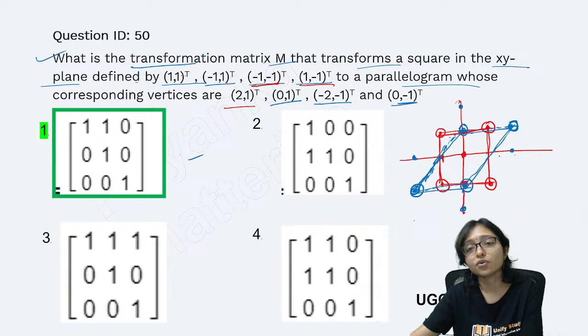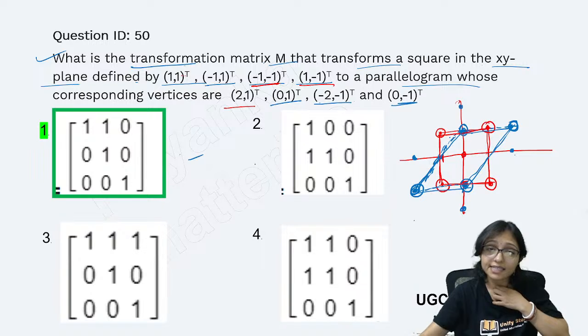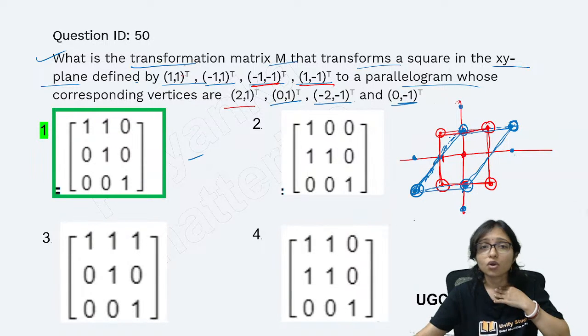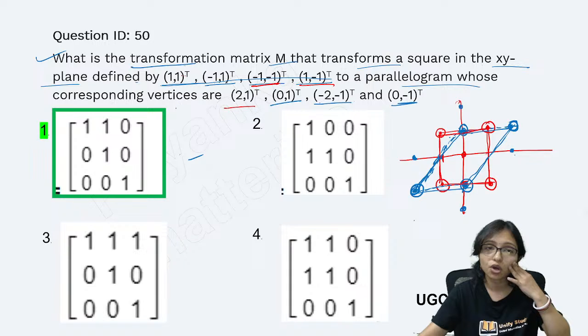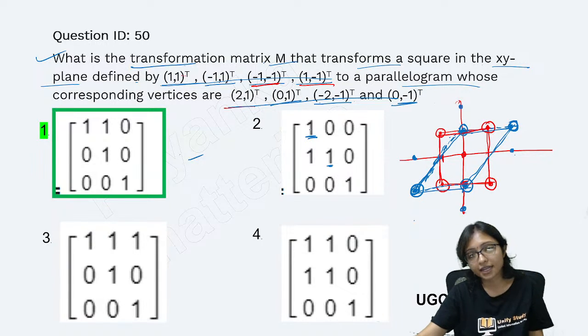So by drawing you can understand what the transformation is here, and whether only one transformation happened. What transformation matrix M, the square in the xy plane is given here as a parallelogram whose corresponding vertices are this one. Now from here you have to predict what type of transformation happens. Is it the normal Sx Sy, only the scaling factor? Is it only scaling that happened? No, it is not like that.